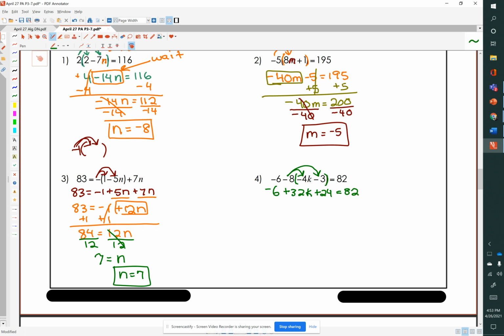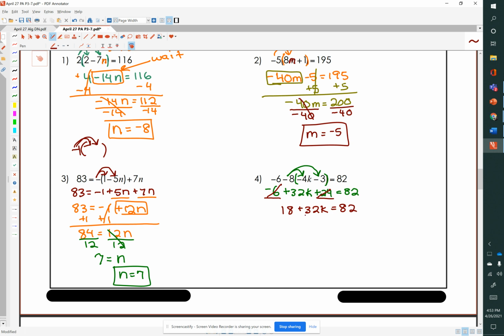Now let's combine like terms. We can combine the negative 6 and the positive 24, which would give us negative 6 plus 24, which is basically 24 minus 6, which is 18. And then we have, so we took care of that and that. Now we have that 32k plus 18 equals 82.